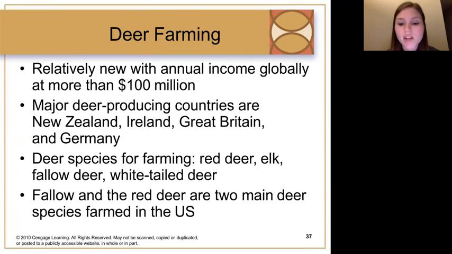Fallow and the red deer are the two main deer species that are actually farmed in the U.S. And I will be honest, I did not know that deer farming was a thing until I was preparing for this lecture. So I learned something completely new.